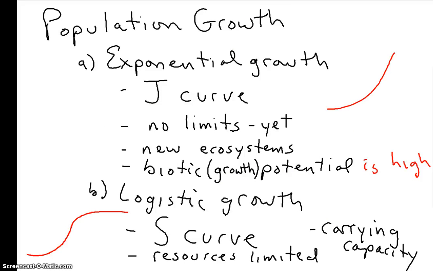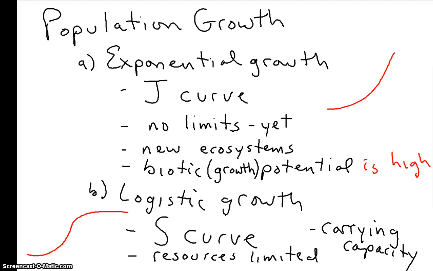So when we look at the population growth, here's what we're looking at. So the first one is the idea of the exponential growth. So this is sometimes called a J-curve. There's no limits yet. So as we're seeing, there's unlimited growth potential. Usually this is very high biotic potential.